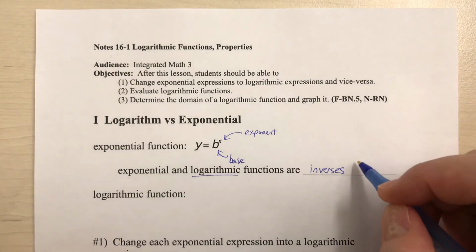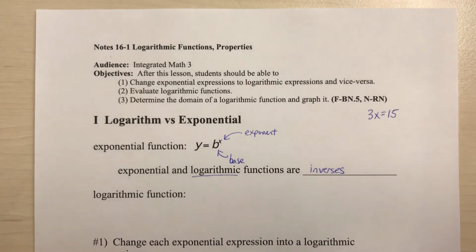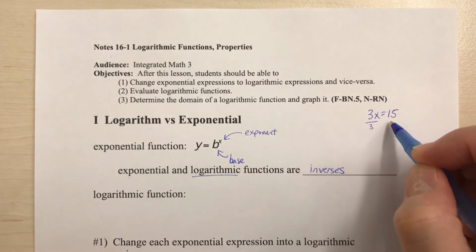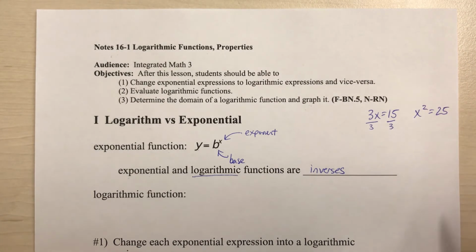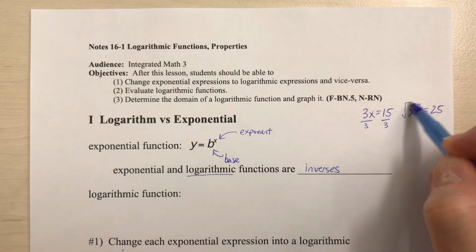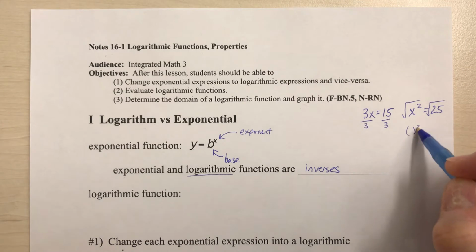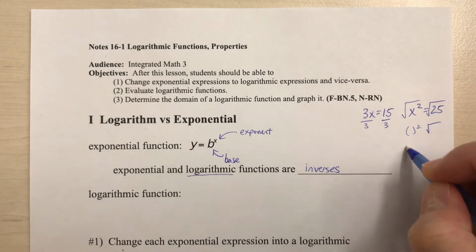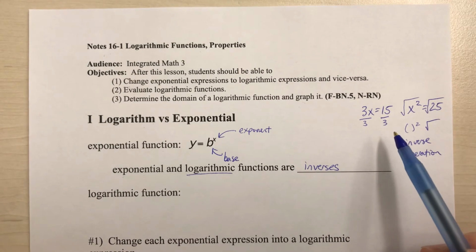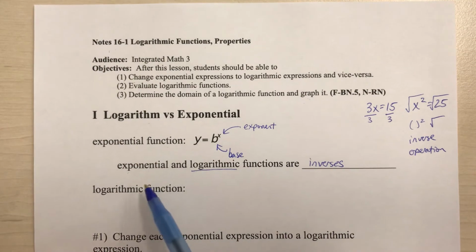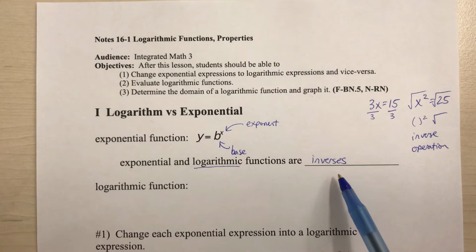Remember, the idea of inverses is that if you're solving the equation 3 times x equals 15, the way we undo multiplication is we divide by 3. If the equation is x squared equals 25, the way that we undo a square is we take the square root of both sides, because squaring and a square root are inverse operations. Multiplication and division are inverse operations. Well, exponential and logarithmic functions are inverse operations of each other.